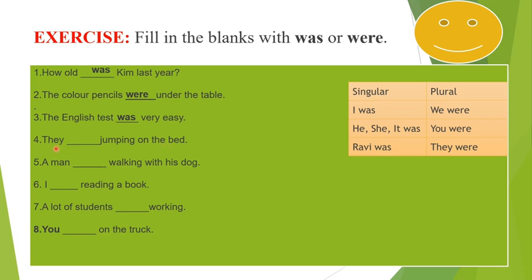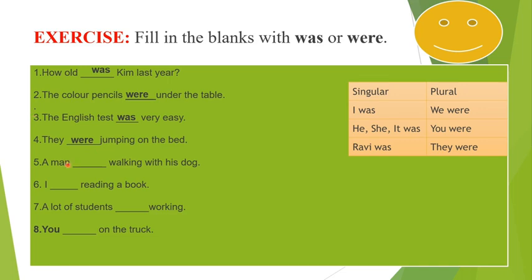They. They is used for plural. They dash jumping on the bed. So here we are talking about they. So it is plural subject. We are talking about plural third person. So what are we going to use? Were. They were jumping on the bed.